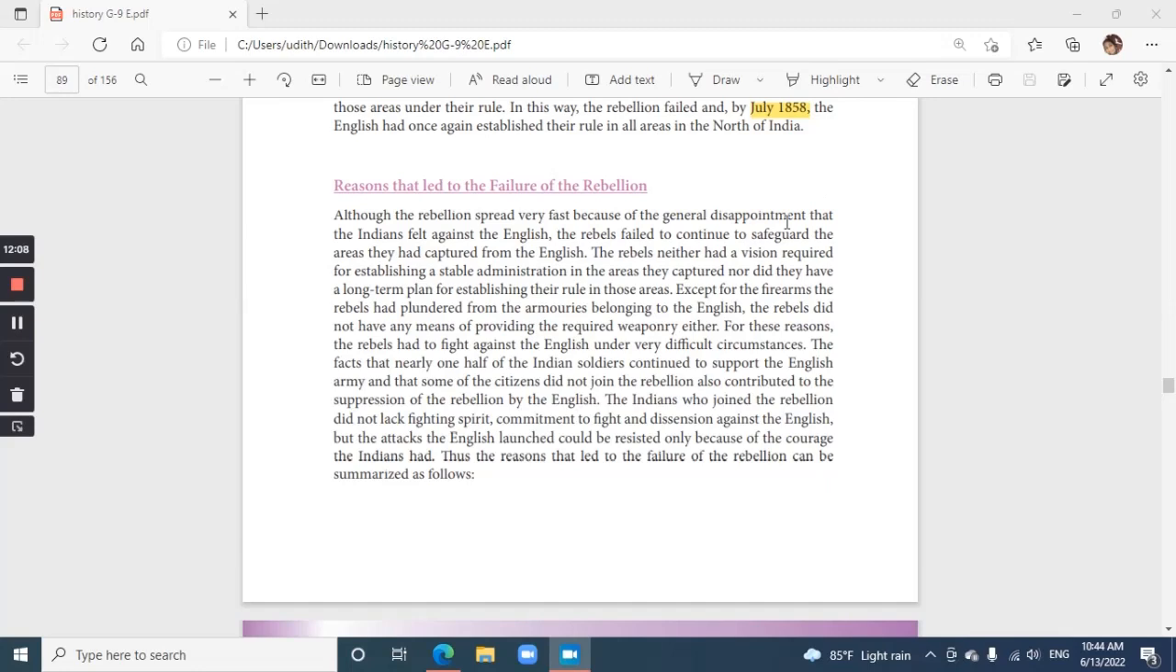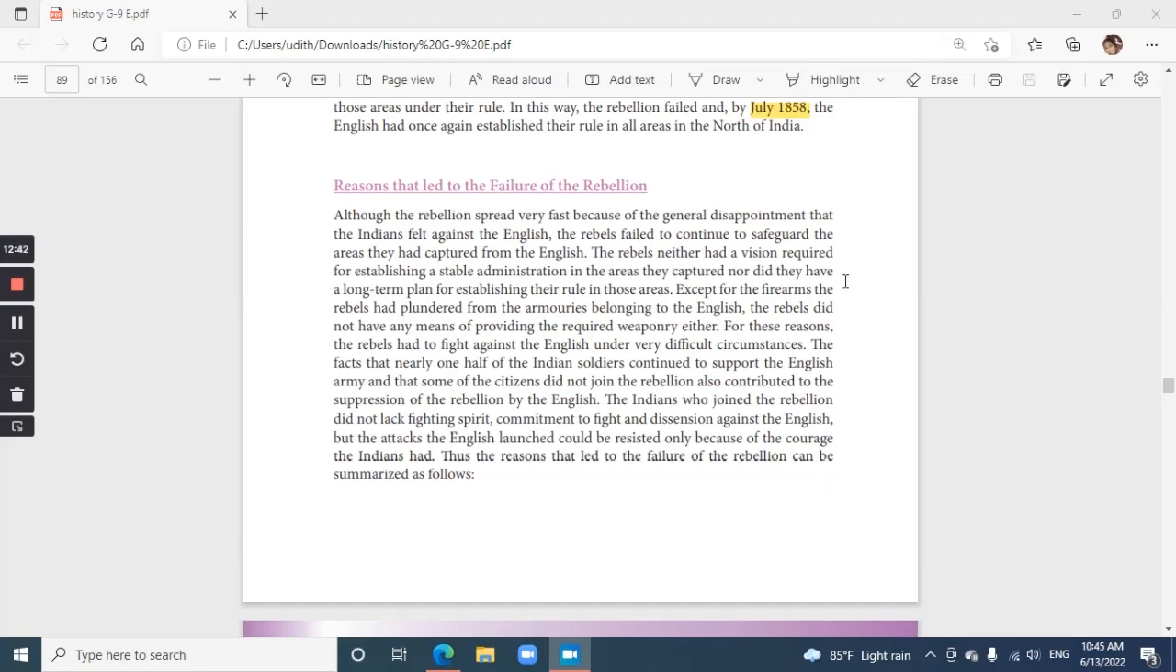That's one important reason. The rebels neither had the vision required for establishing a stable administration in the areas they captured, nor did they have a long-term plan for establishing a rule in those areas. So the Sepoy soldiers did not have any mission or vision for capturing these areas, and they did not have any long-term plan of establishing rule in those areas either.